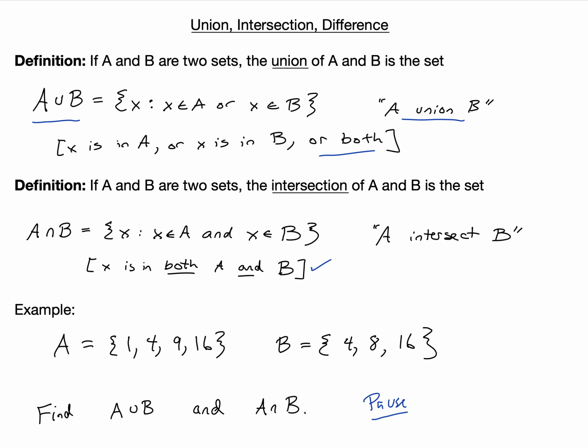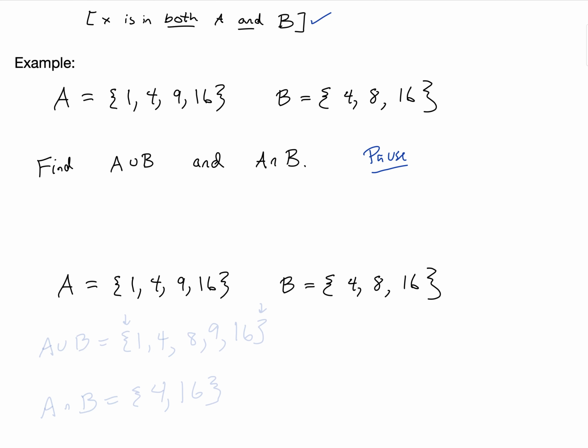All right, so let's look at these two sets, A union B. So that's all elements that are in A or B or both. So 1 is in A, 4 is in both A and B, 8 is in B, 9 is in A, and 16 is in both A and B. So that is the union.